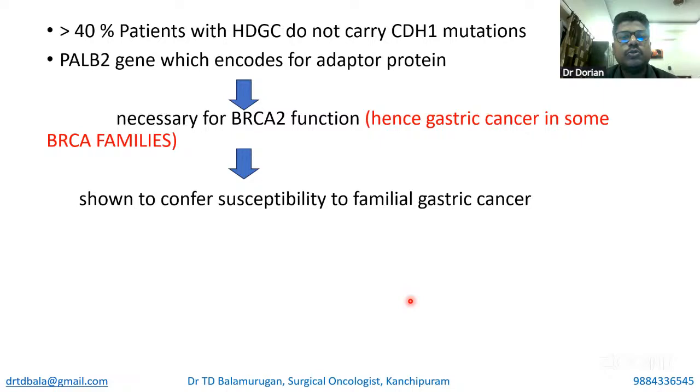The patients which do not have CDH1 mutations carry PALB2 gene mutations. The expansion for PALB2 is partner and localizer of BRCA2, which is necessary for the function of the BRCA2 gene. Hence, gastric cancer can also occur in some BRCA families also.